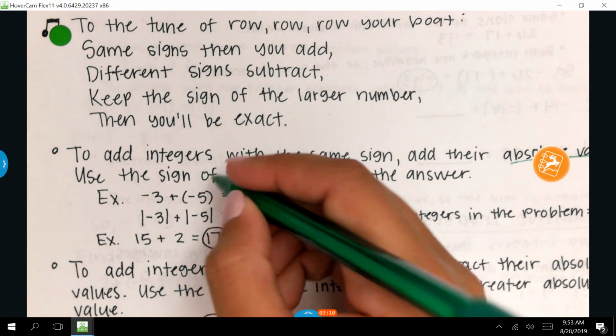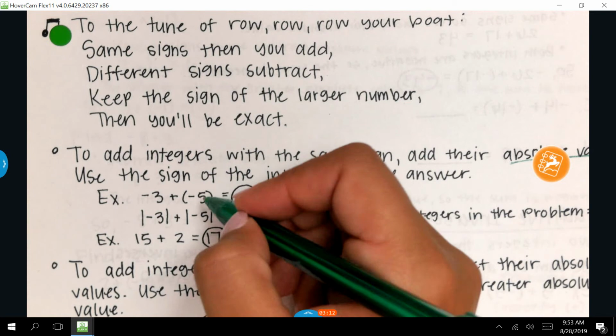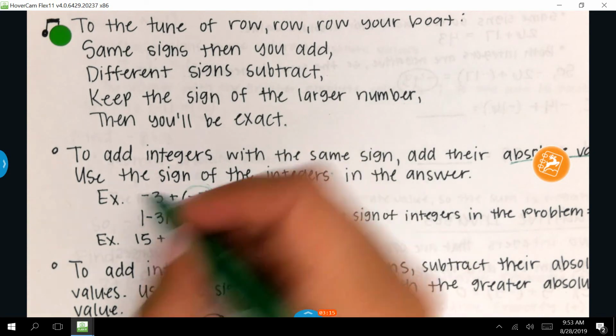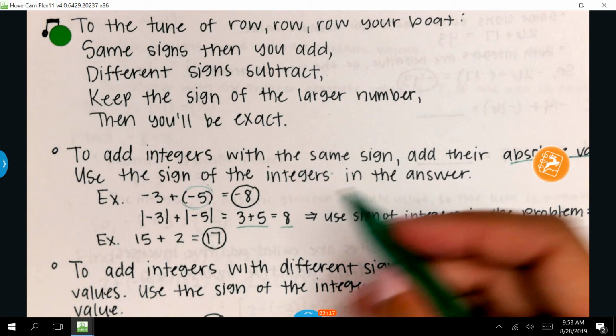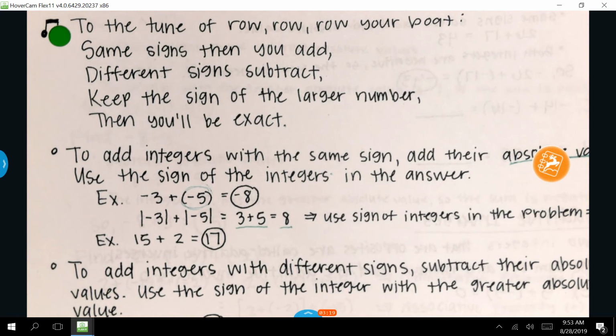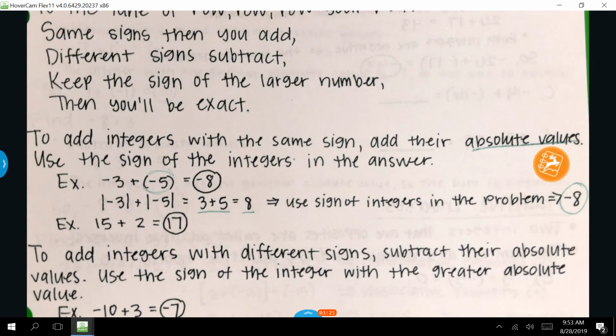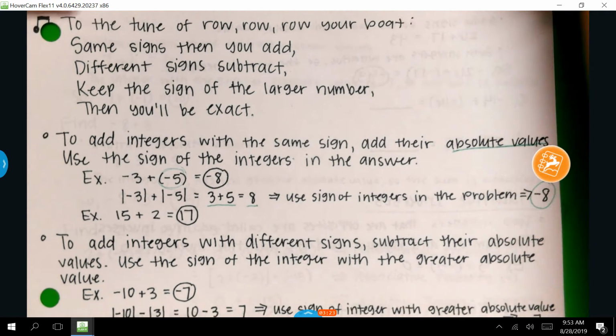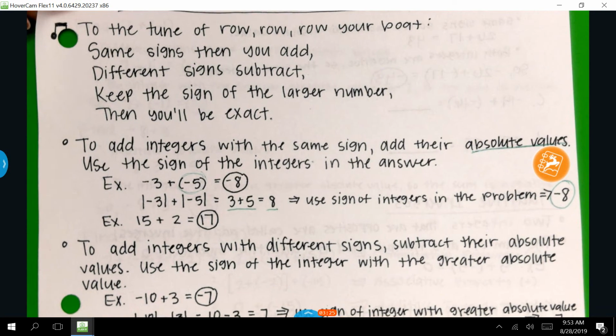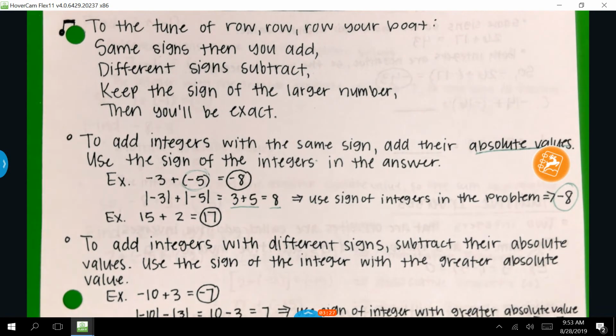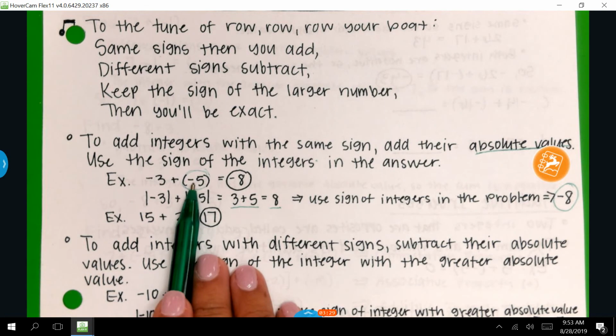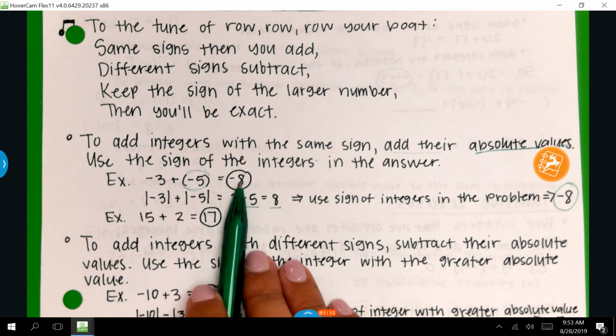-5 has the larger absolute value. Okay. -5 has a negative sign with it. So that means your answer is going to have a negative sign with it. So your answer is -8. Also, if you look at that, they're both negative, right? -3 and -5. So your answer is going to be negative as well. Just the same as if you're adding 3 plus 5, your answer is always positive.